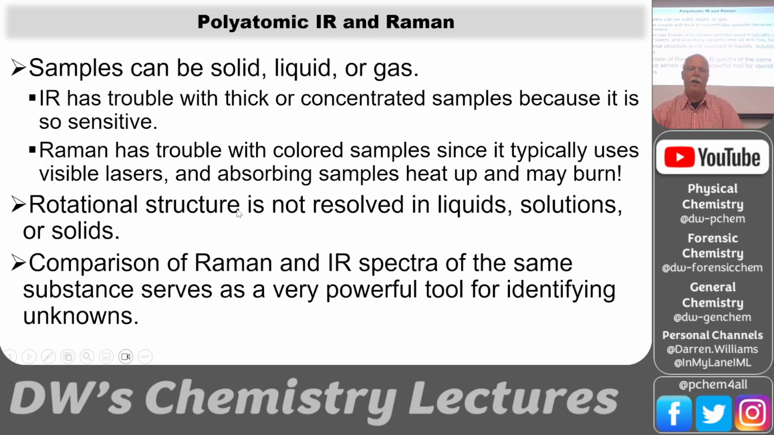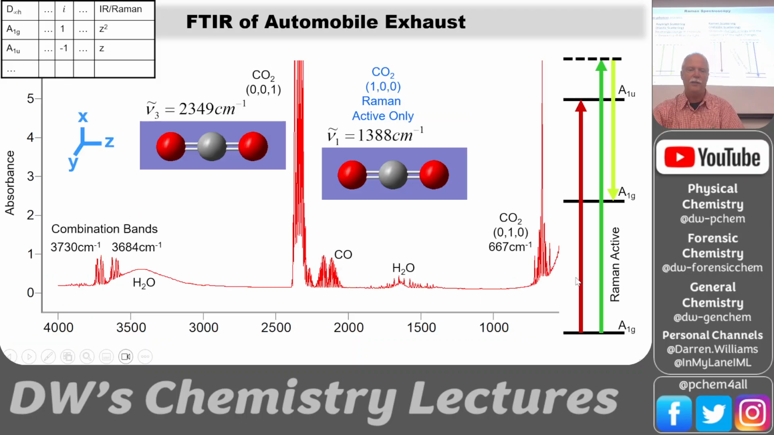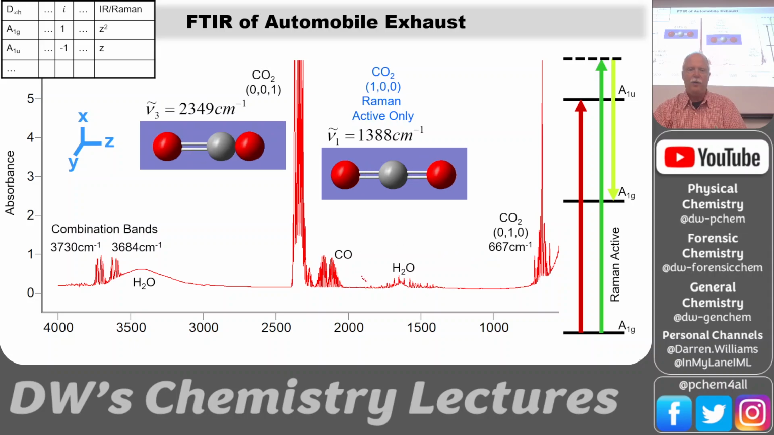And so comparing IR and Raman, as you saw with your molecules, looking at the Raman and the IR in your projects, you could definitely learn some good information. So Raman's a 2-photon process. We've covered this quite a bit. Anti-Stokes only happens with excited molecules in really hot situations. And so here's the FTIR of automobile exhaust. So we have CO2 and water and a little bit of carbon monoxide.